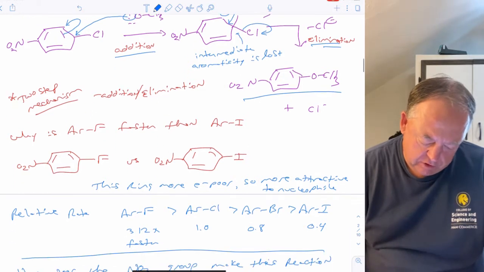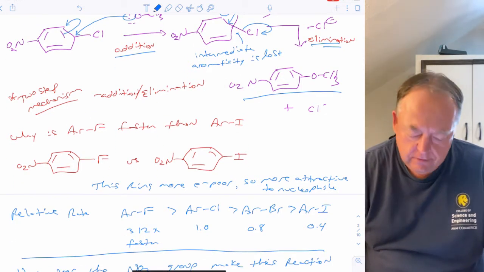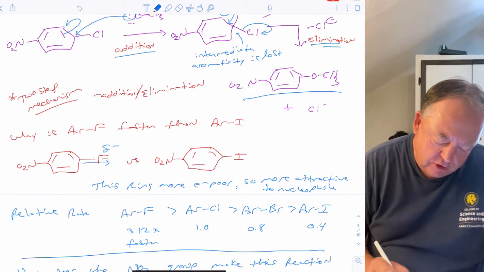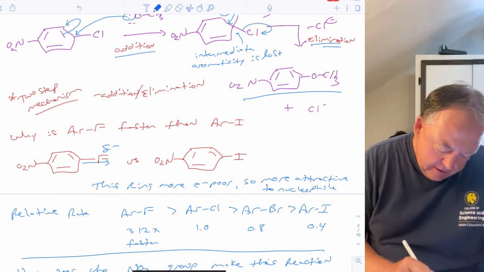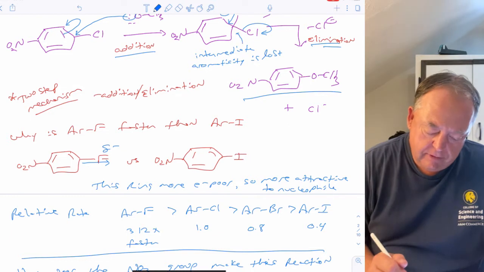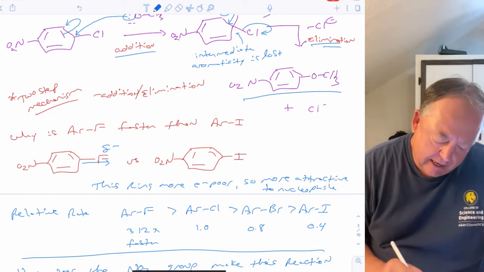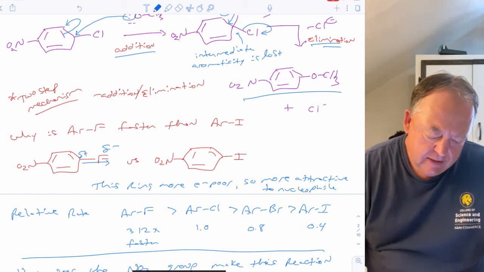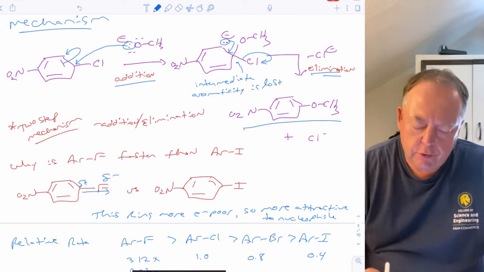All right, so why are aryl fluorides faster? Well, what do you know about fluorine? It's the most electronegative atom in the periodic table, right? So it's pulling electron density out of the ring. That's going to make the ring less electron rich, so it's going to be more susceptible to nucleophilic attack, and also that puts substantial positive charge density on that carbon, so that's going to make it attractive to a nucleophile.